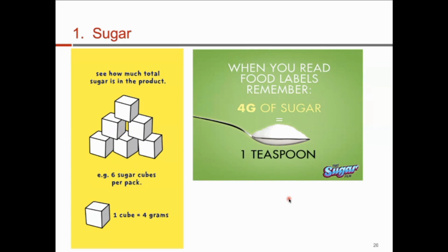So let's talk about what we're all going to do. And I think a lot of you in the audience already understand this, but it's to understand sugar math. So understanding that 4 grams of sugar is 1 teaspoon, and that's 1 sugar cube.